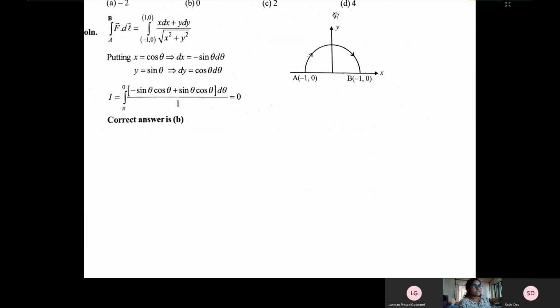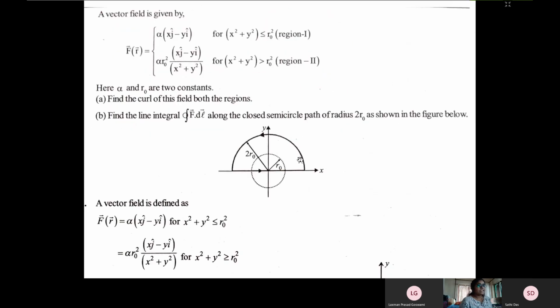So friends, the next question is another question, and this is from a GATE paper. A vector field is given by f, so this is a function of r, okay, equals alpha x j cap minus y i cap for x square plus y square less than or equal to r naught square, that is region 1. This is the dot within the dot, and alpha r naught square (x j cap plus y i cap) divided by x square plus y square for x square plus y square greater than r naught square. So this is the region 2.